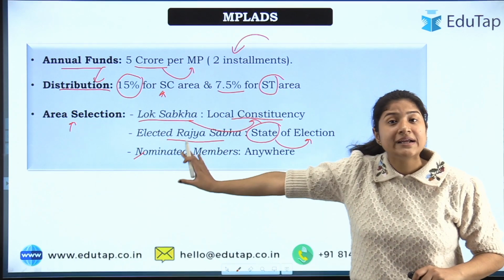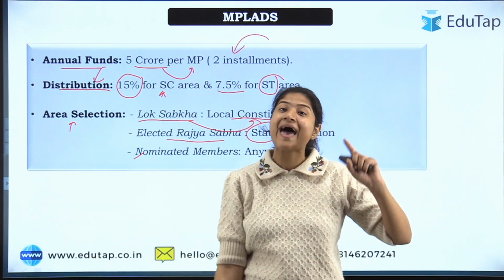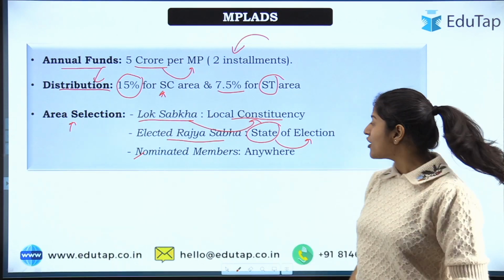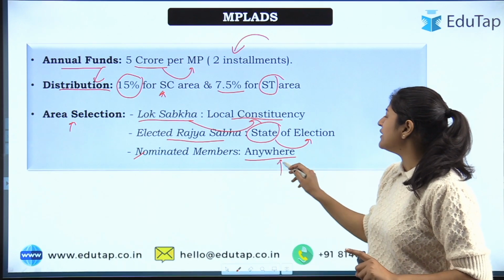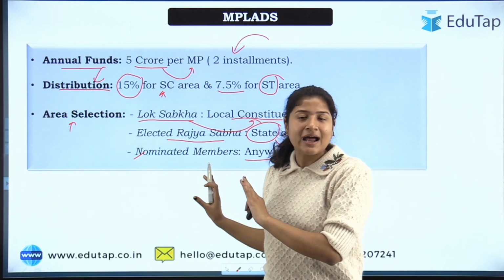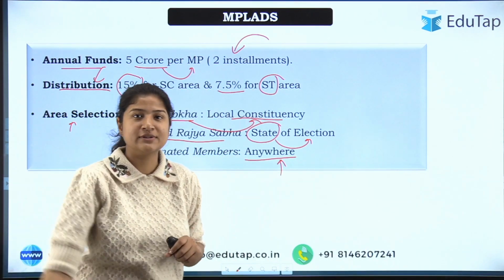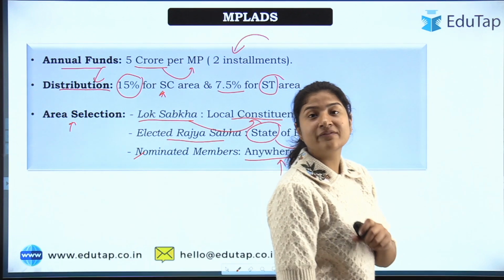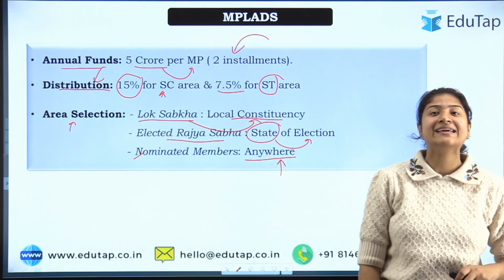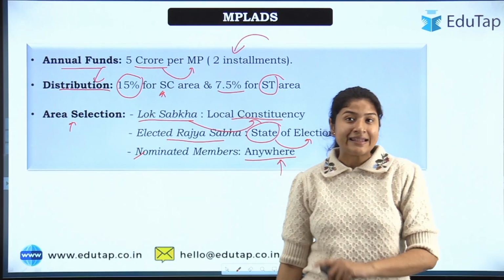Now for the nominated members of both Lok Sabha as well as Rajya Sabha, right? So for them, they can choose anywhere in the country. That is the liberty that is given to them because they are nominated. They do not belong to a particular constituency, right? So that is why they can choose any constituency here in India, right? So that is for the area selection.